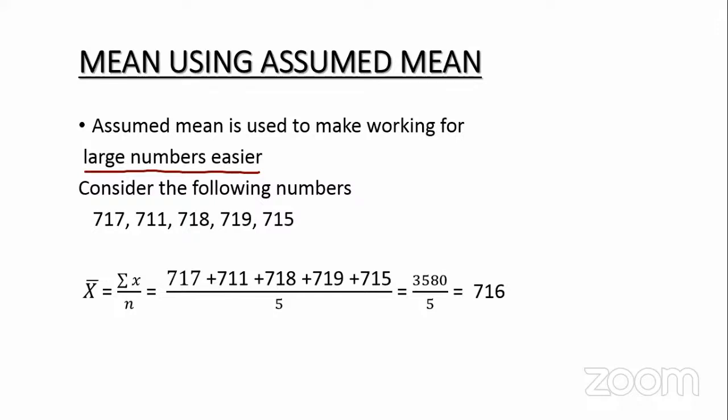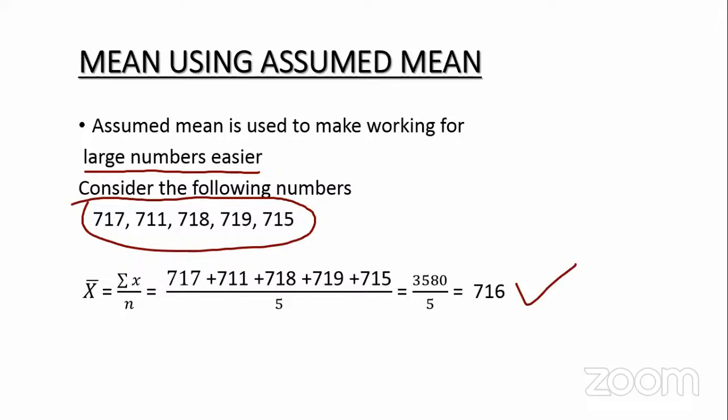Now, consider the numbers picked here. I have 717, 711, 718, 719, and 715. And I want to work out the mean of those numbers. To work out the mean of those numbers, logically, I'll take the numbers, I add all of them, and then I divide by 5, because the numbers are 5. So when we do that operation, what is the mean?